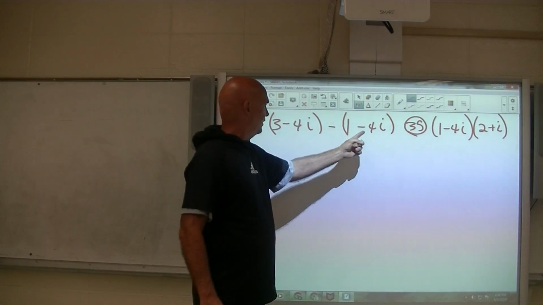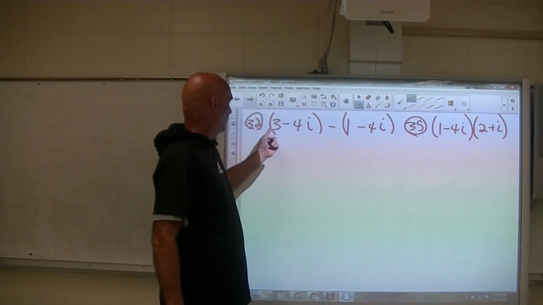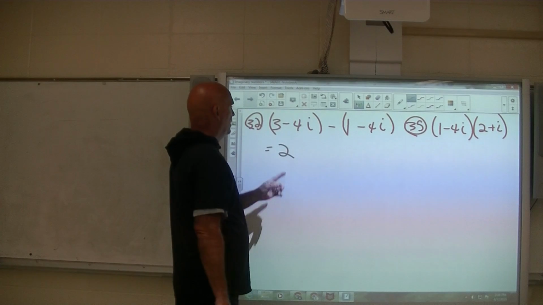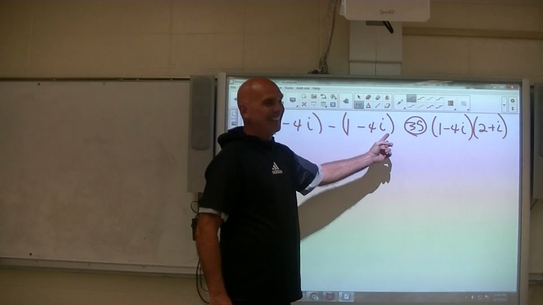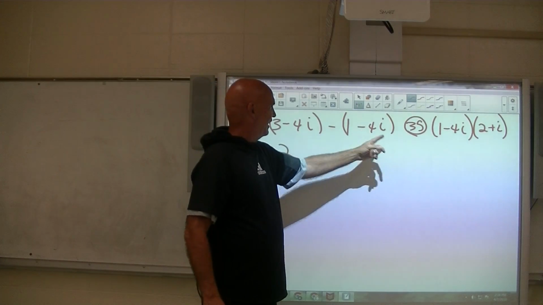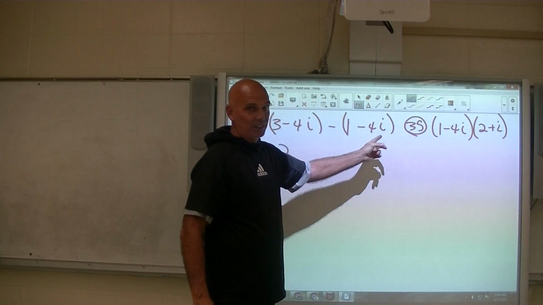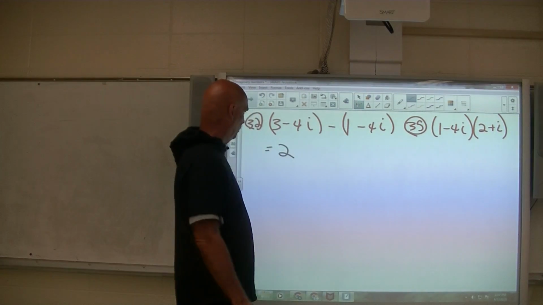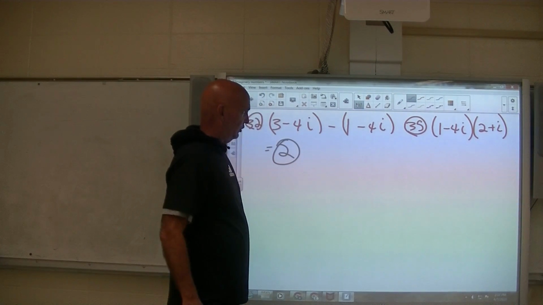So simplifying this was pretty easy, right? You're just subtracting. Addition and subtracting is easy. Just do like terms. 3 minus 1 is equal to 2. Negative 4i minus negative 4i, we'll just watch all the minuses here. Negative 4i minus negative 4i is the same thing as plus a positive 4i. So negative 4i plus 4i is 0. Final answer is just 2.